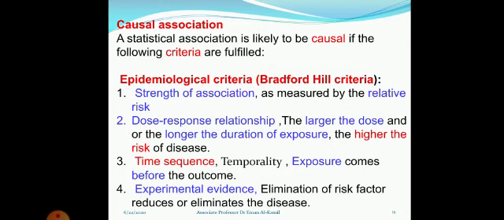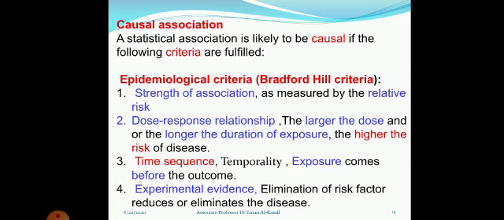First, strength of association, which is measured by the relative risk. The higher the relative risk, the stronger the association between the risk factor and the outcome or the disease. Second, the dose-response relationship. The higher the exposure, the higher the incidence rate among exposed. The dose-response relationship means that the larger the dose or the longer the duration of the exposure, the higher the risk of the disease. For example, we are going to discuss this later.